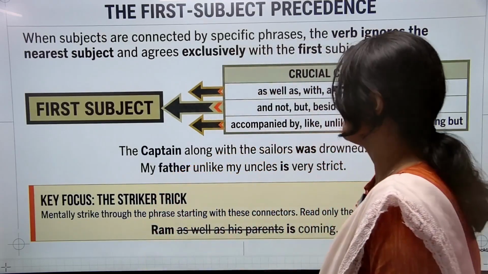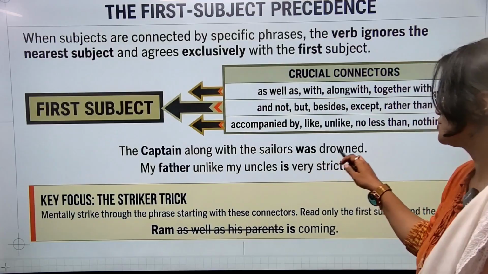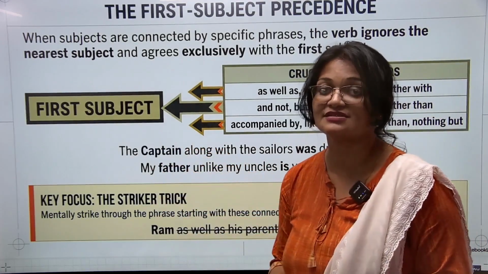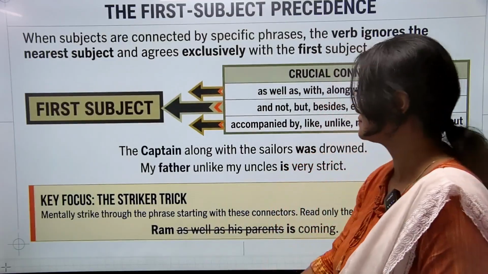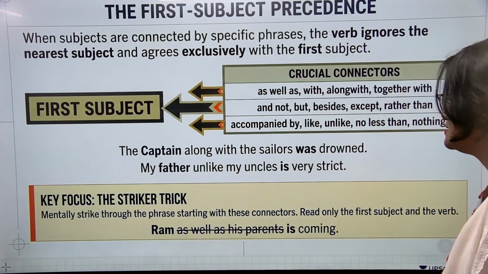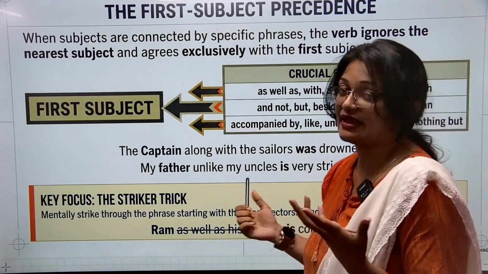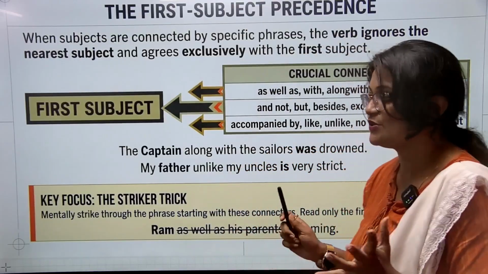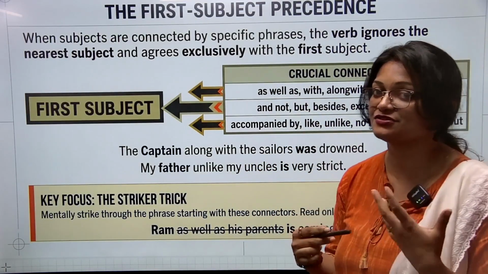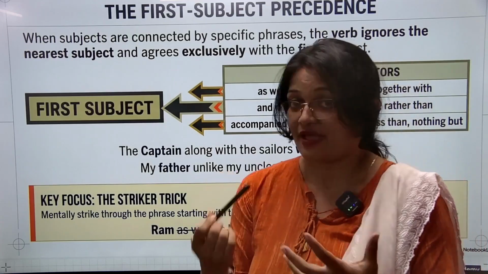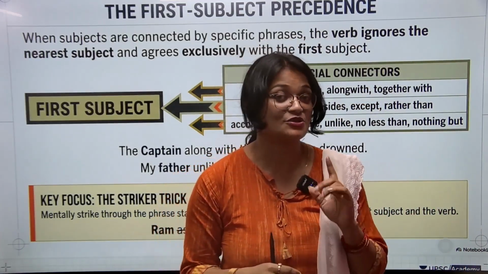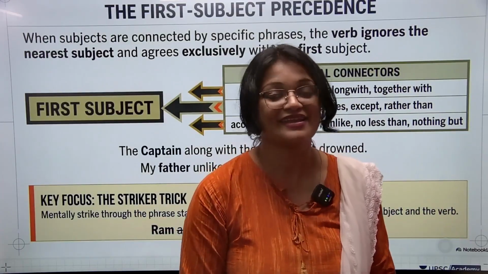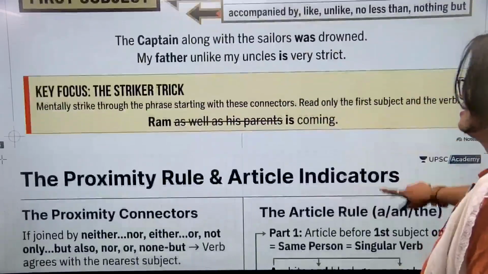Let's see some more examples. The captain, along with the sailors, was drowned. We are using was because here the first subject is the captain, which is singular. My father, unlike my uncles, is very strict. So here again we have my father as the first subject. So that's the rule. You have to memorize these words. If any one of these words appears in the sentence in your exam paper, then you just need to focus on the first subject and choose the verb accordingly. All right. So let's proceed to the next rule.